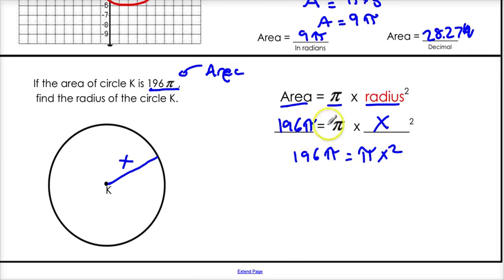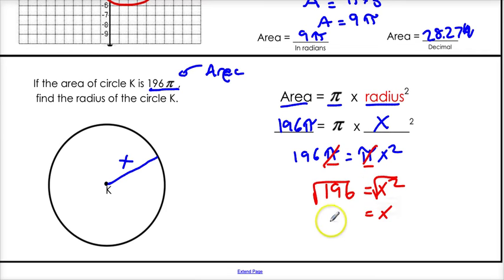And since there's a pi on both sides, there's a pi here and there's a pi here, you could actually cancel that out. And what you get is 196 equals x squared. The final step is, since that's squared, you have to take the square root of both sides. And what you get, x is equal to 14. So the radius, in this case, is equal to 14.